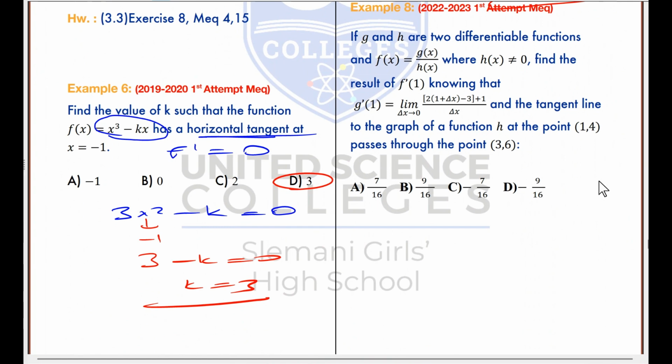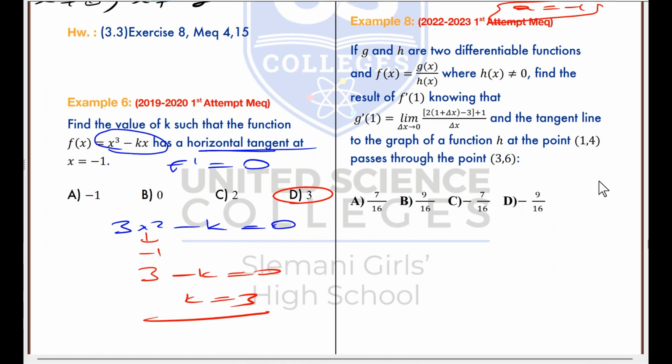Okay, one last question. I think this question is the best question of this year, 2023 Ministry questions. If f and g and h are two differentiable functions and f is g over h, where h is not 0, find the result of f prime, knowing that g prime is this, and the tangent line is passing through those 2 points, like we did in this Ministry question and in the exercise question in the previous page.